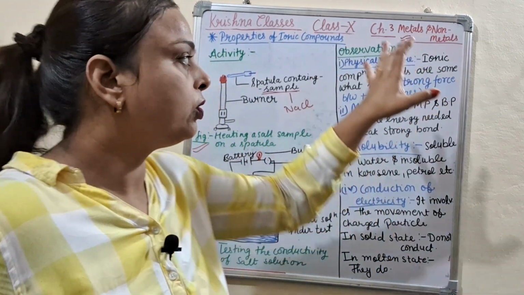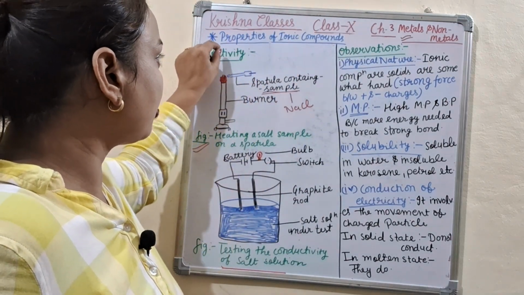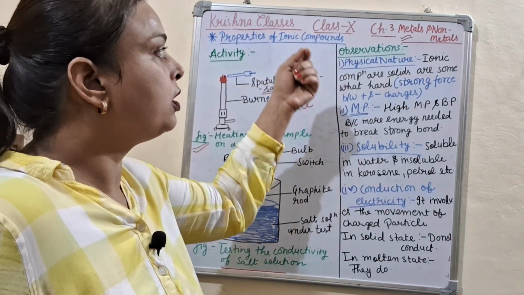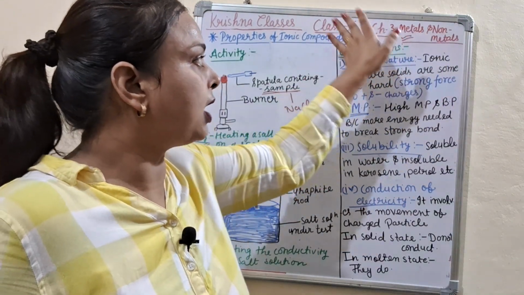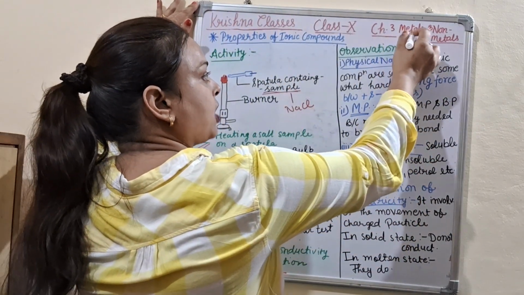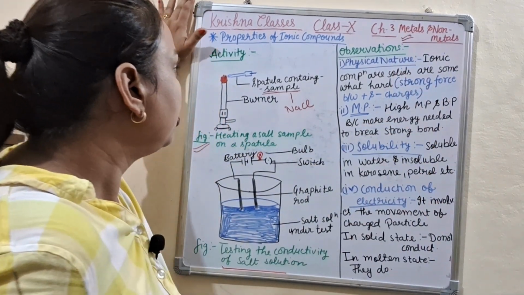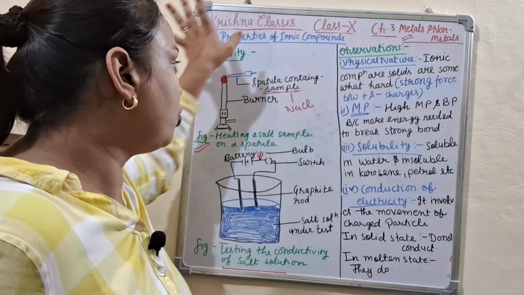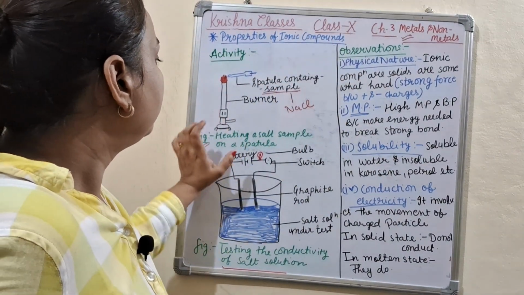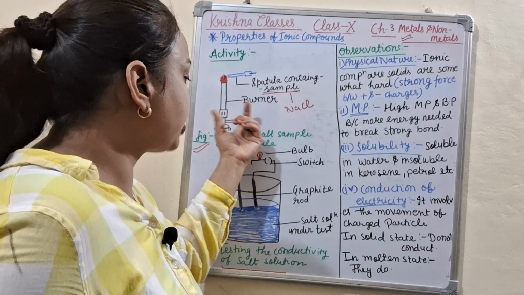Today's topic is properties of ionic compounds. This topic is related to chapter 3 of class 10th. You know very well the name of the chapter is Metals and Non-metals. So for knowing the properties of ionic compounds, you have to see the activities which have been given here.